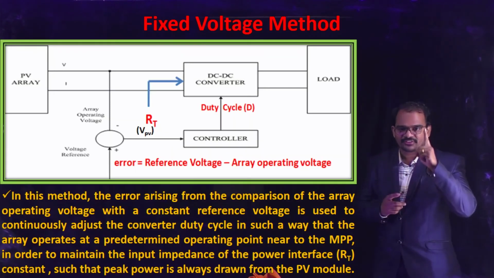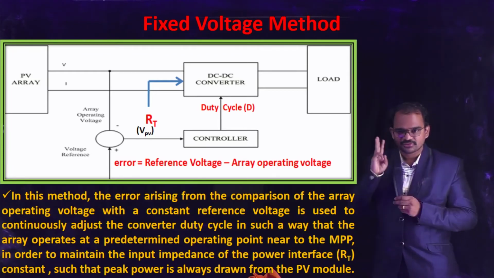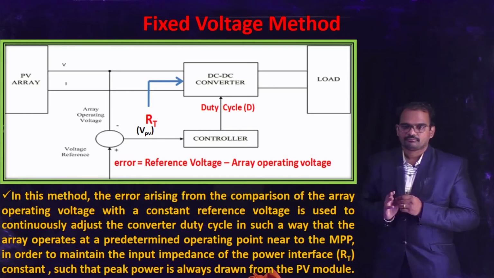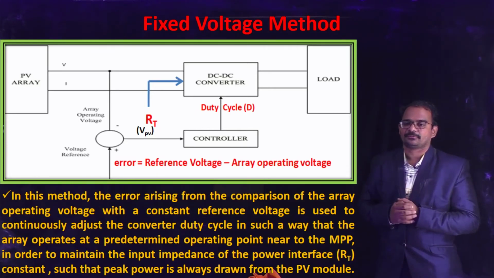Now let's see the first algorithm, that is the fixed voltage method or algorithm. So generally the MPPT system consists of 3 different components. What are those? PV panel, load, and in between the PV panel and load we will connect the power interface, that is the DC to DC converter with a control input. The control input is nothing but a duty cycle in this case.